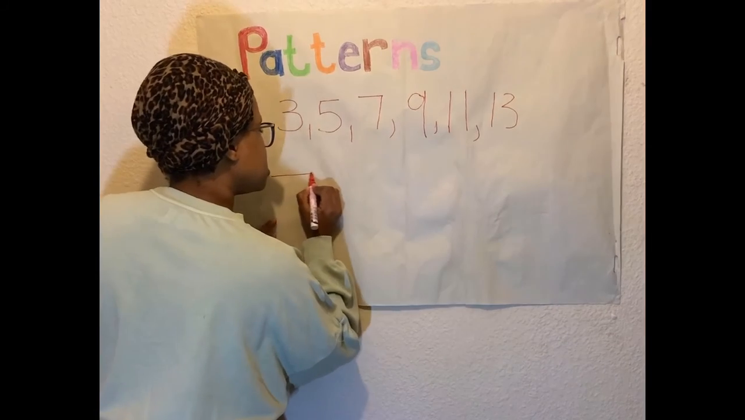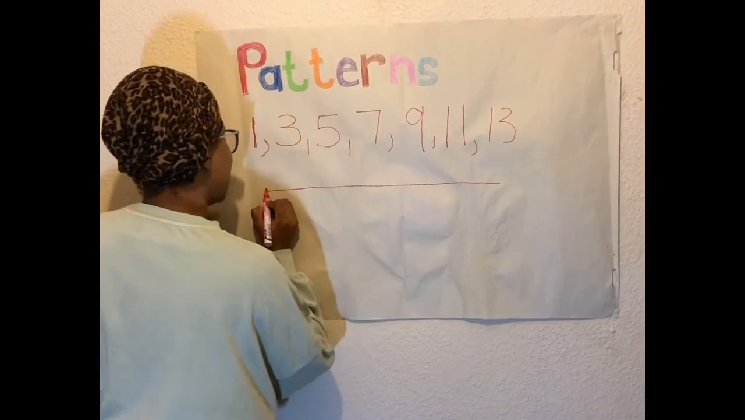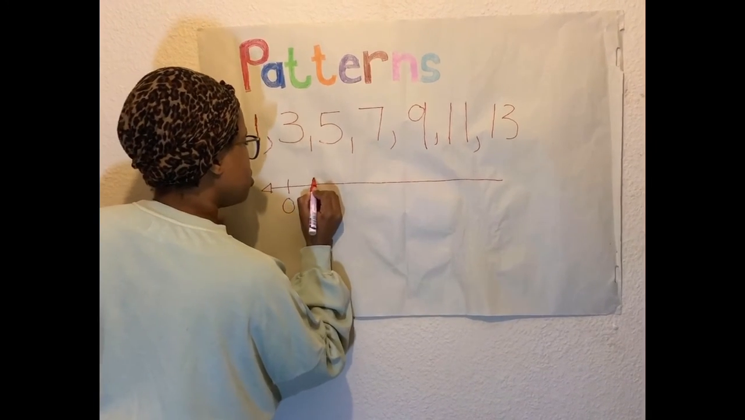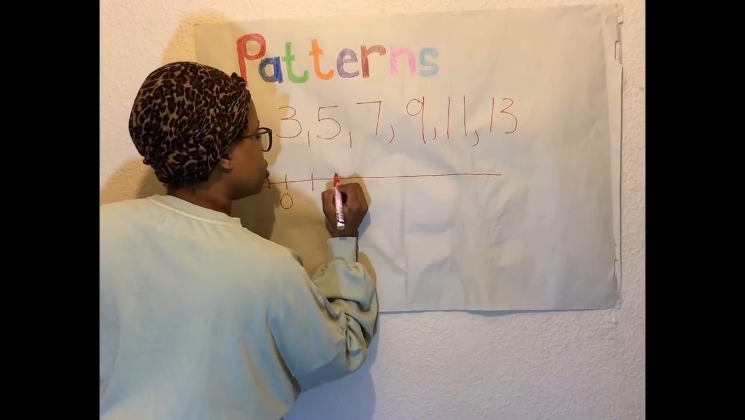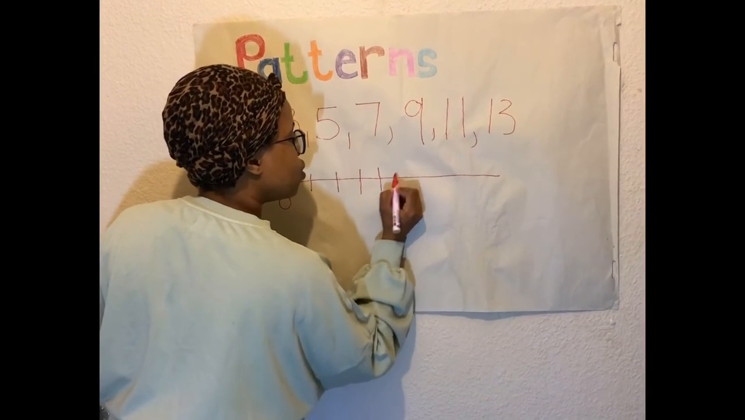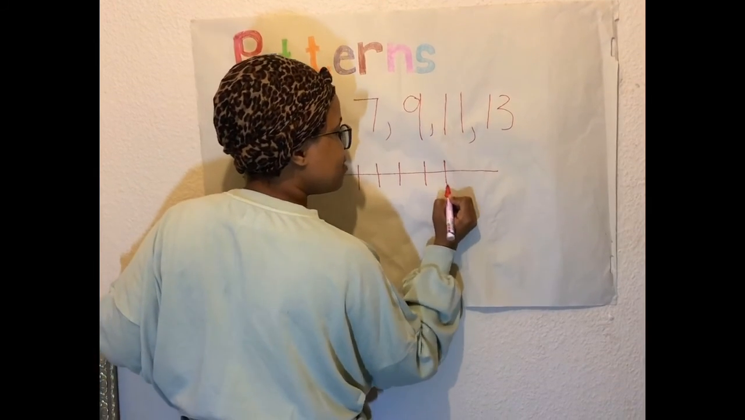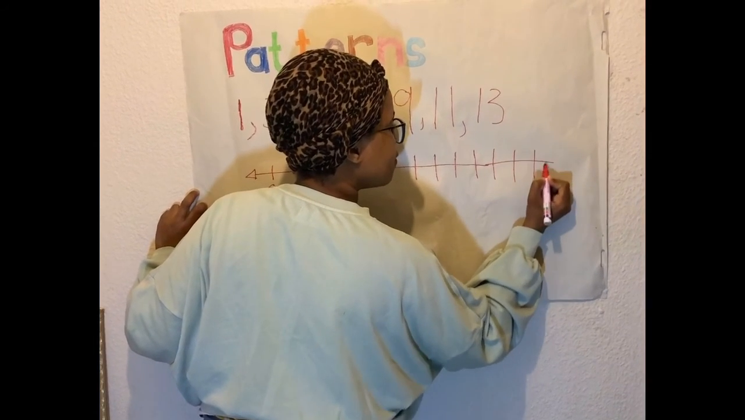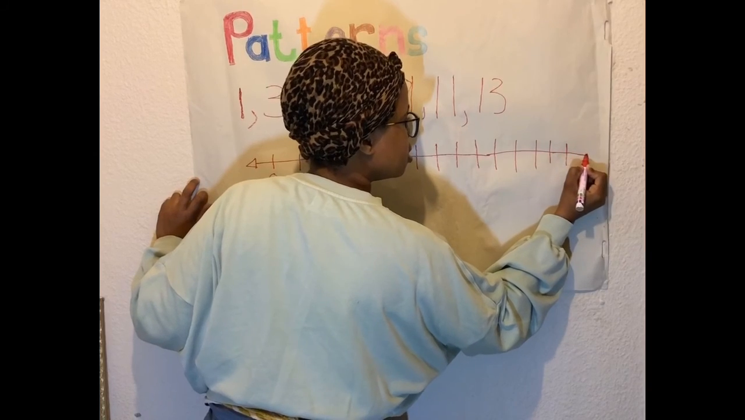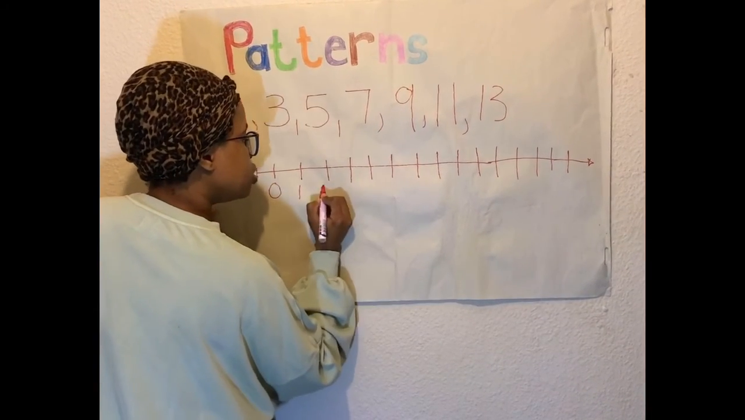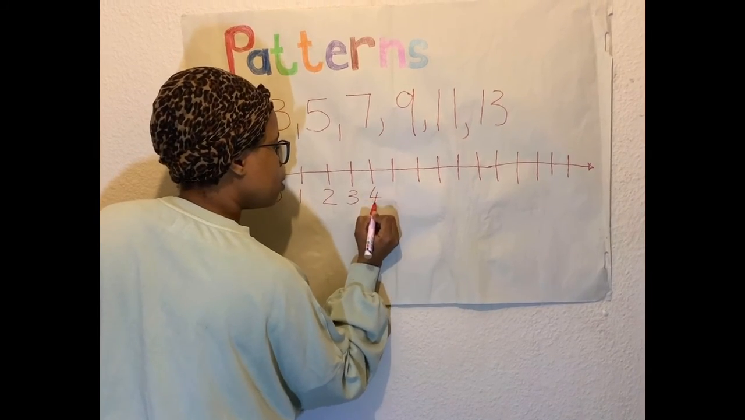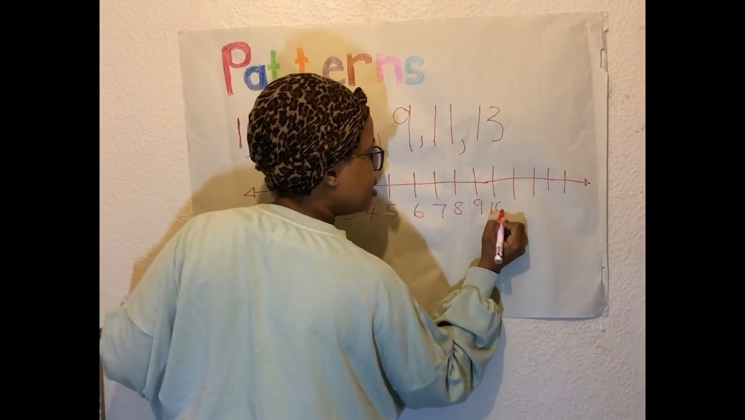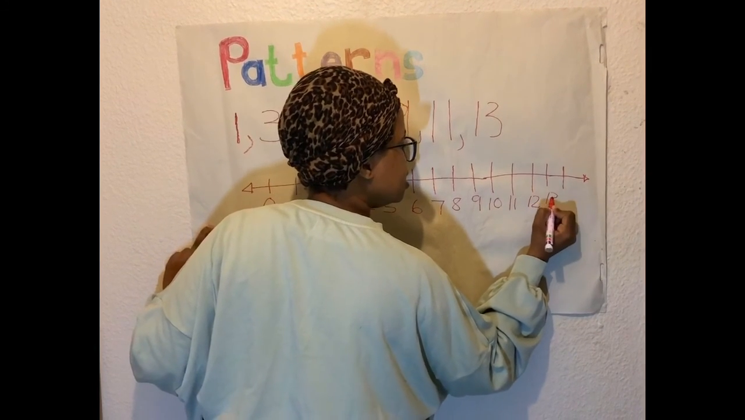So we are first going to draw our number line. And our first number is 0. 2, 3, 4, 5, 6, 7, 8, 9, 10. Make it longer. 11, 12, 13, 14. 1, 2, 3, 4, 5, 6, 7, 8, 9, 10, 11, 12, 13, 14.